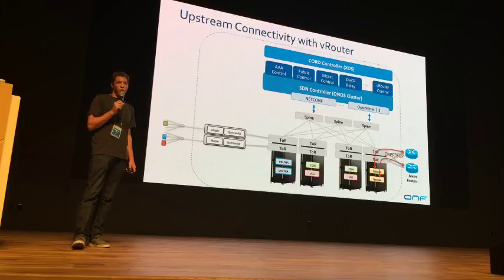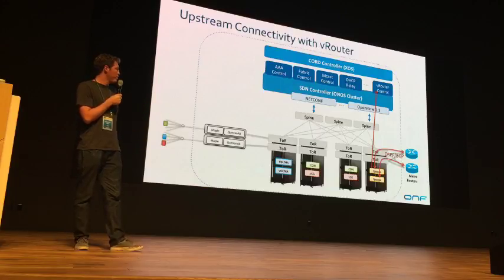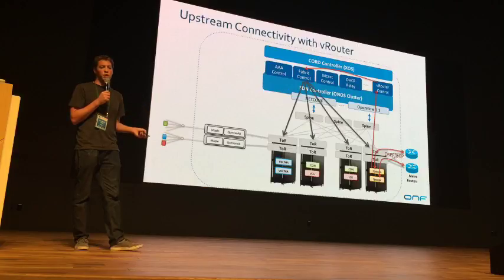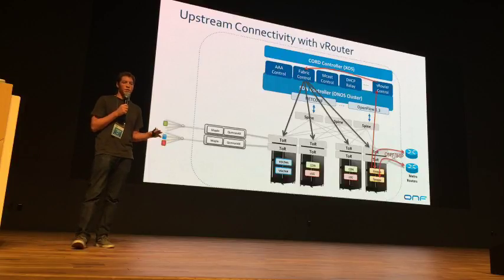So Quagga will learn the routes from the metro network. It will send them to the vRouter control application, which will then communicate with the fabric control and provision the fabric to allow routes to pass. And from that time, any services in the core pod are able to communicate with the upstream network.